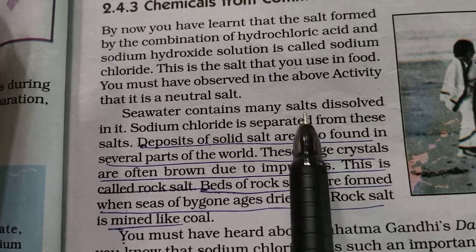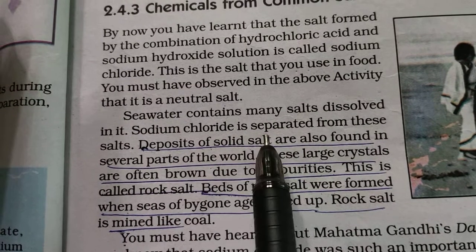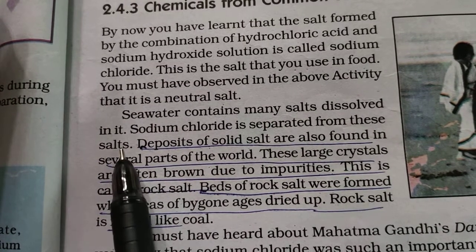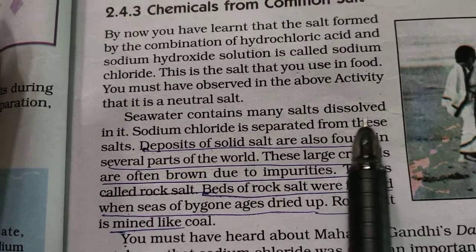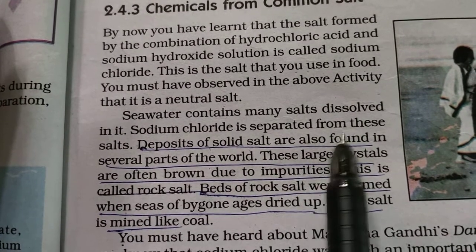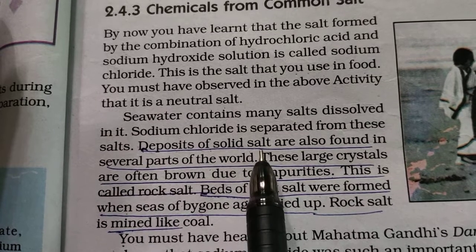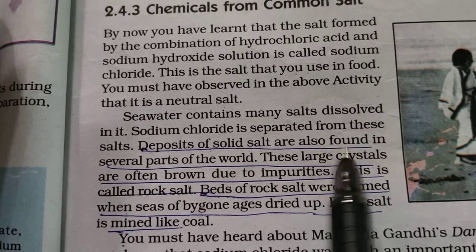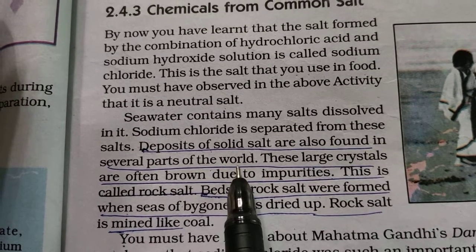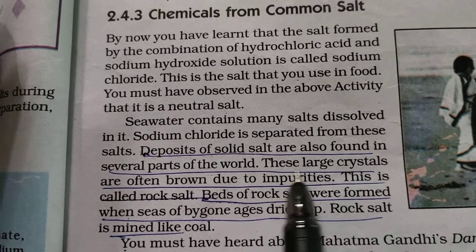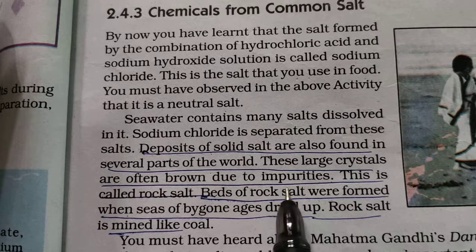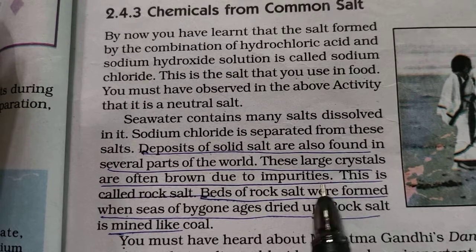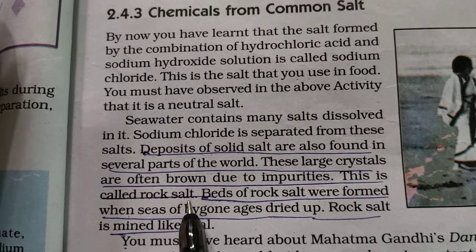Seawater contains many salts dissolved in it. Sodium chloride is separated from these salts. So what happens in seawater? Many salts are dissolved, and sodium chloride is separated from them. Deposits of solid salt are also found in several parts of the world. These large crystals are often brown due to impurities. This is called rock salt.